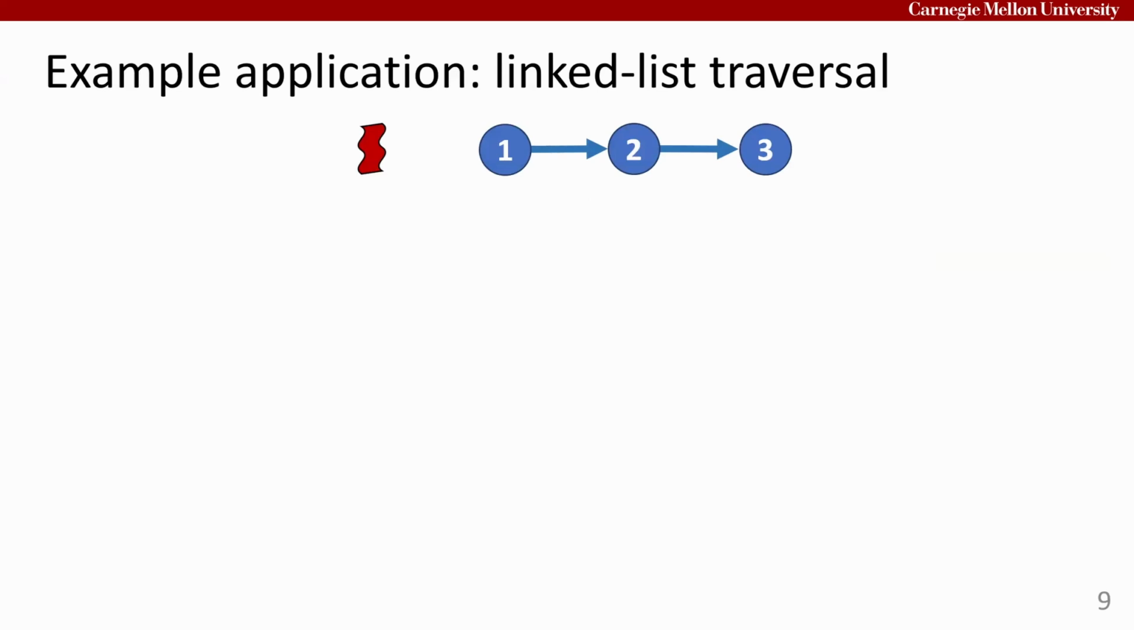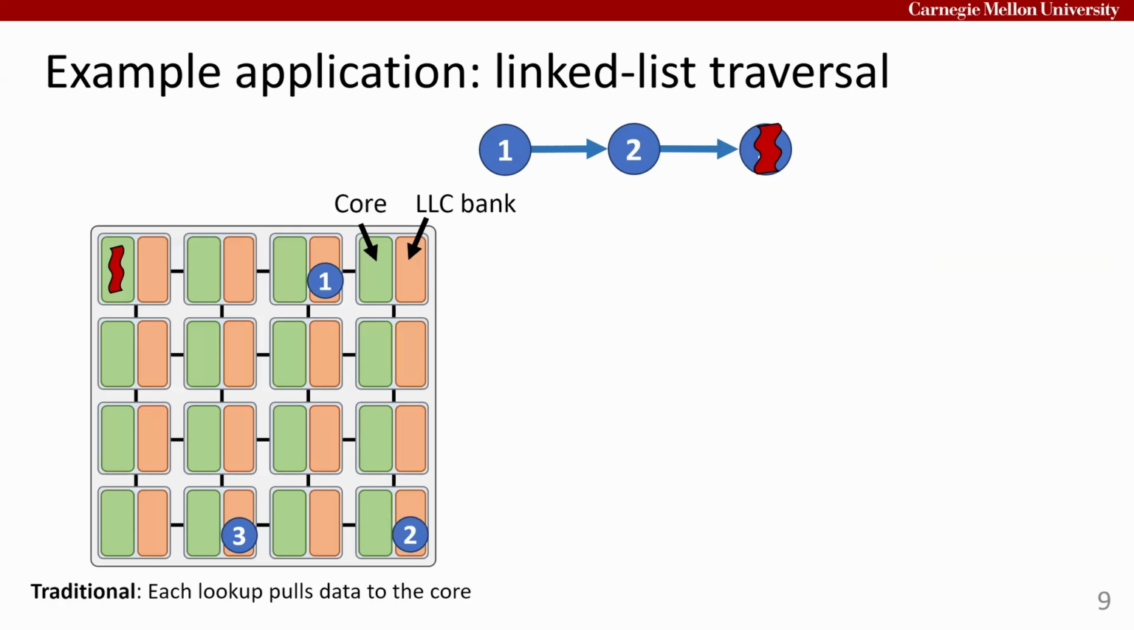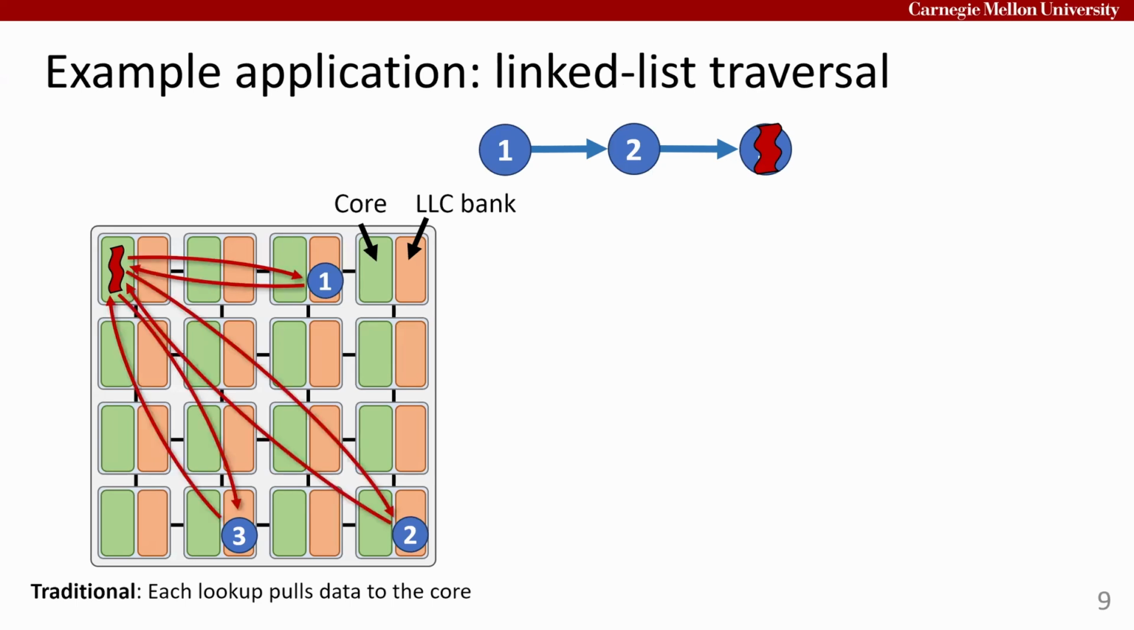Linked lists are a simple yet very common data structure. To find a given node's data, a thread must traverse the linked list, one node at a time, until the desired data is found. Let's look at the data path for a normal linked list traversal where the data is spread across the last level cache. The thread needs to pull each node from the remote cache banks into the core one at a time. Each node incurs a costly round-trip traversal over the on-chip network.